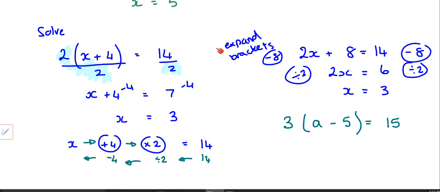But on this one, the first thing to do was add 4. Then I times by 2, so I have to undo in the opposite order. So I can't just take away 4 here, because I've got to get rid of the times by 2 bit first. Yeah. Now if you expand the brackets, you get rid of the brackets issue.